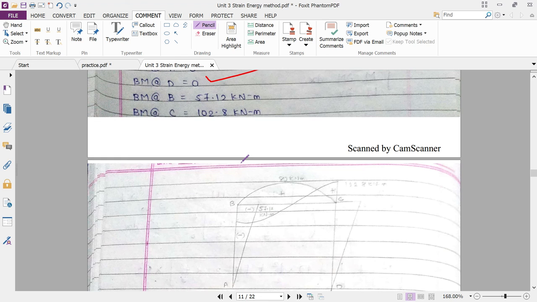In this particular topic one more variety of numerical is there. In that case the portal frame is there, but the legs of the portal frame, that is the columns of the portal frame, are of unequal size. So that numerical we will cover in our next lecture.